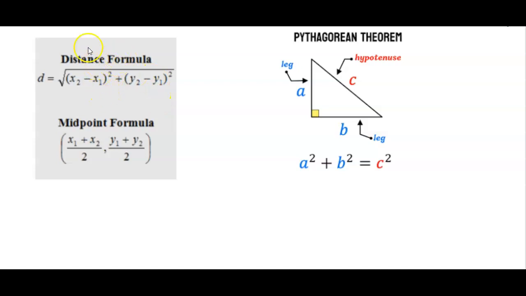So in this lesson, they're talking about the distance formula and the midpoint formula. And I went ahead and included both of those formulas from the formula sheet. And I also have a reminder of the Pythagorean theorem up here because the Pythagorean theorem can be used to find the distance, and it's actually the same thing. And so I'll kind of show you what I mean by that in just a second.